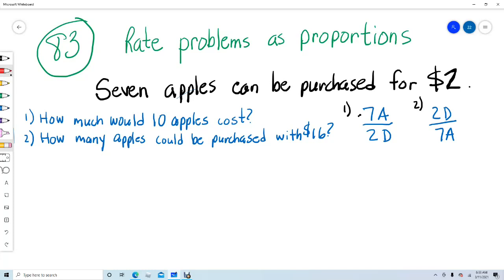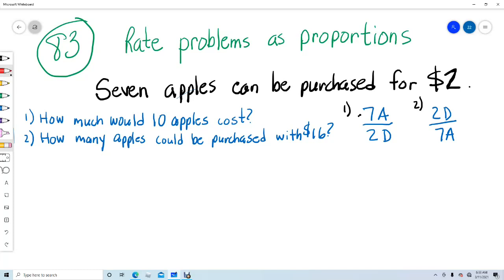They give you a problem: 7 apples can be purchased for $2. They want you to work this as a rate problem, and then they will show you how to work it as a proportion. Sorry, tripping over my words.